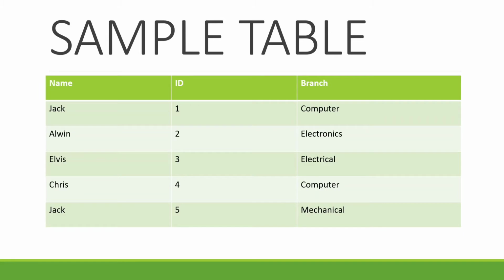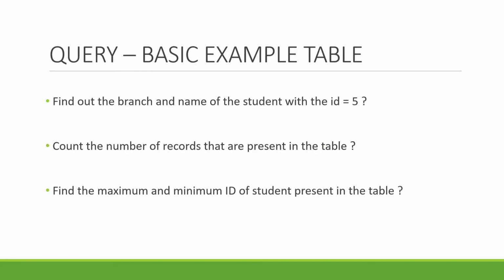Now let's look at certain query examples with which we can explain the use of aggregate functions. You can see there is a sample table present. This is the same table that we are using so far, right? So let's look at some basic query examples. The first one is that we need to find out the branch and name of the student with the ID equal to 5. This is very easy.